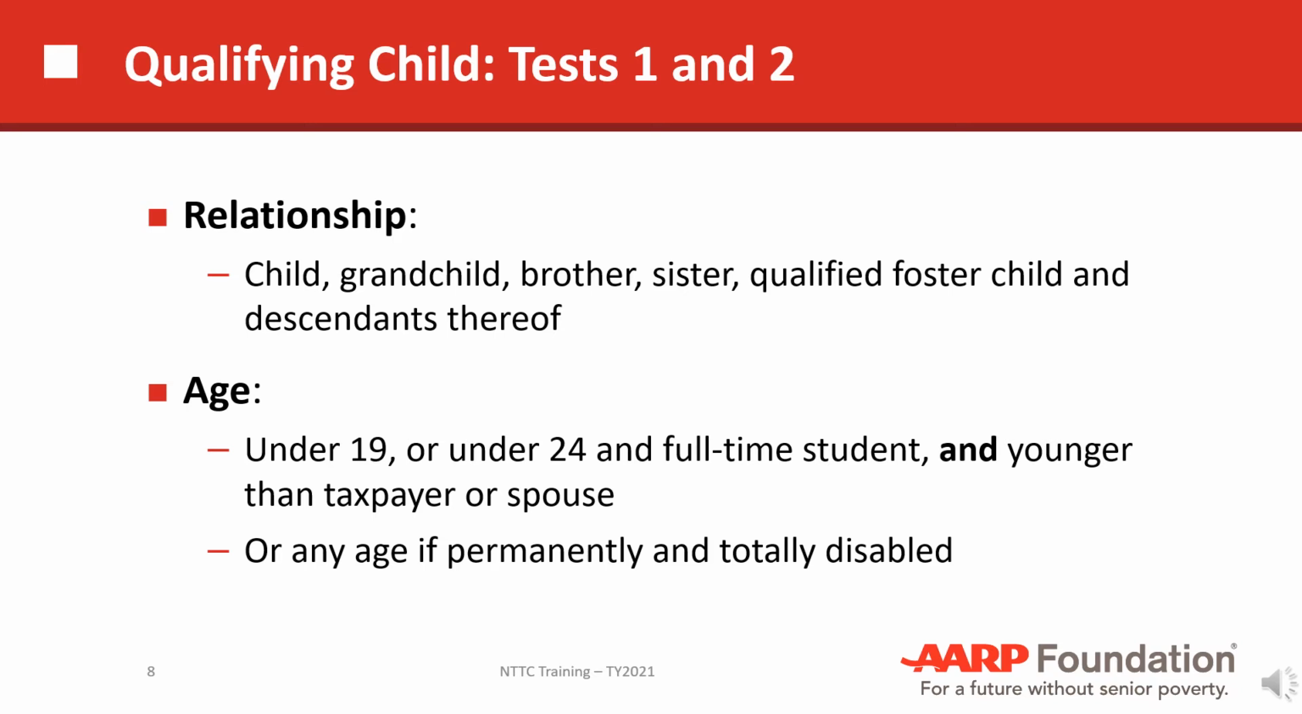That's test number 1. The age test. The possible qualifying child would have to be under the age of 19 or possibly under the age of 24 if a full-time student. And also they would have to be younger than the taxpayer or the spouse. So that's another part of the age test as well. Or if any age when permanently and totally disabled. So the age really is not a factor when it comes to somebody that's permanently and totally disabled. They can be of any age.